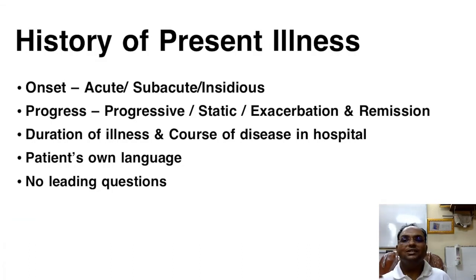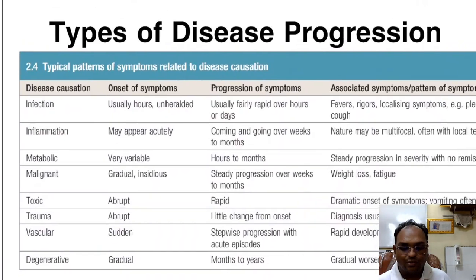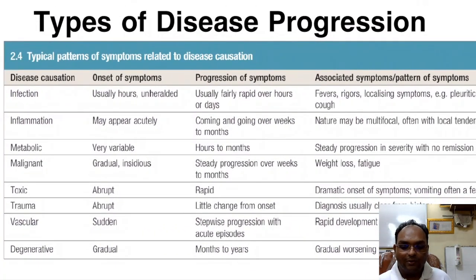And usually we don't ask leading questions, but sometimes if you ask patients what is wrong, they will start from the childhood problem, so there is no use in that. You have to sometimes ask leading questions, although it's not the rule, but you have to play against the rule sometimes, right? So now we come to types of disease progression, depending on the etiology.